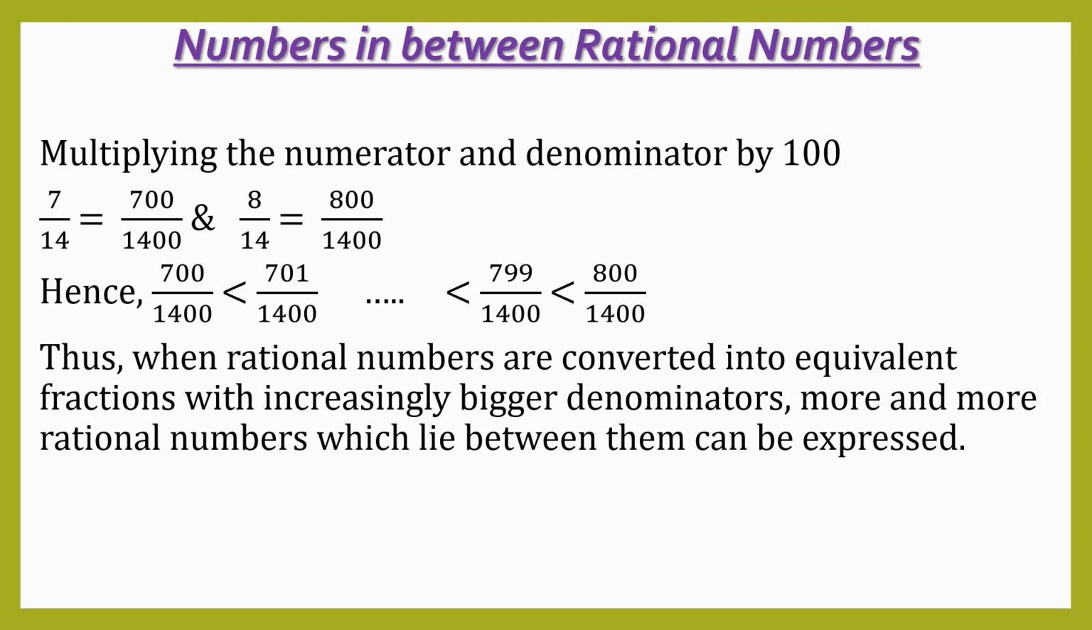So thus, you can conclude that when rational numbers get converted into equivalent fractions with increasingly bigger denominators, more and more rational numbers which lie between them can be expressed. That is, in simple words, when we increase the denominator and the numerator, the numbers which lie between those two rational numbers also go on increasing.